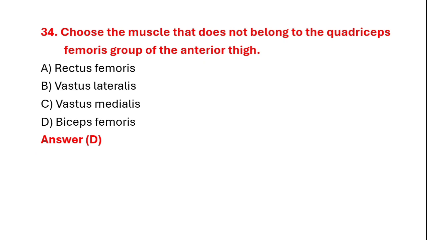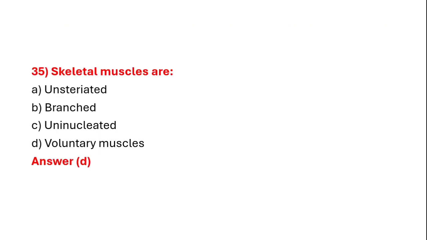Question number 34. Choose the muscle that doesn't belong to the quadriceps femoris group of the anterior thigh. Option A, rectus femoris. Option B, vastus lateralis. Option C, vastus medialis. Option D, biceps femoris. Correct answer is option D, biceps femoris.